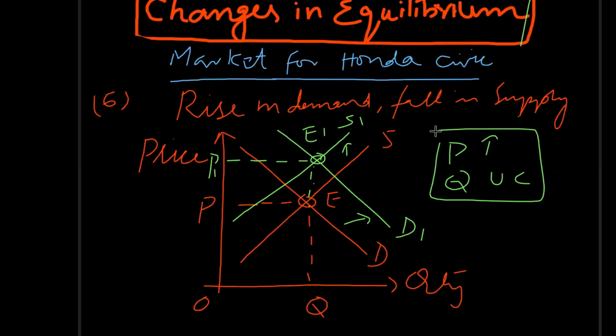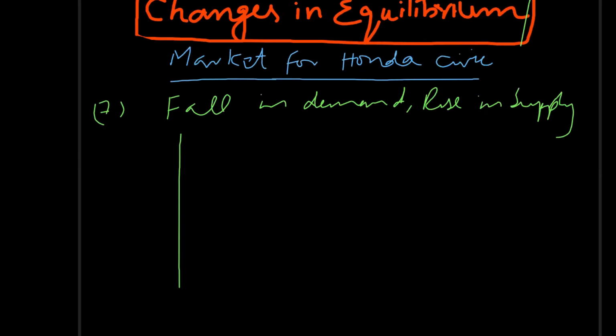The term uncertain, again I would be reinforcing it. Uncertain means it may remain exactly the same, or it may rise or fall a little bit depending upon the changes in demand and supply. The last situation is fall in demand and rise in supply.